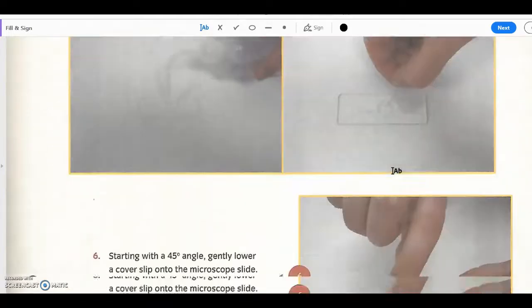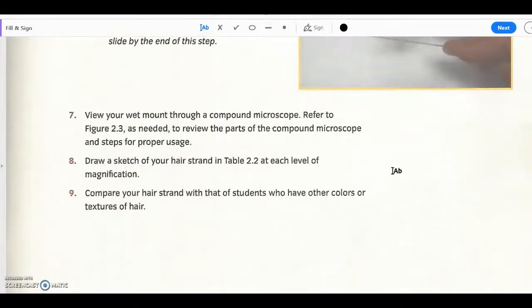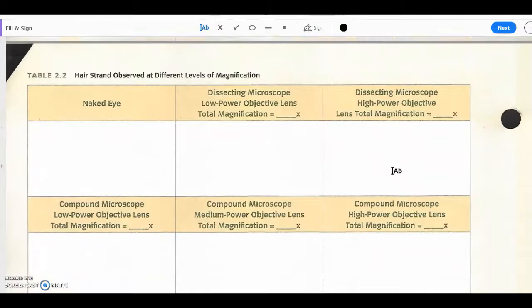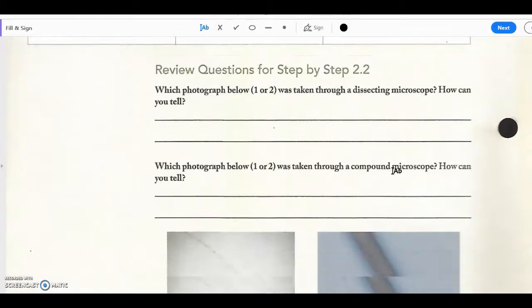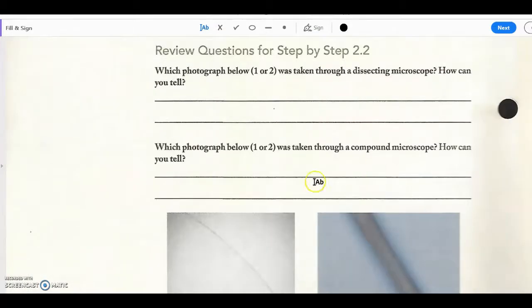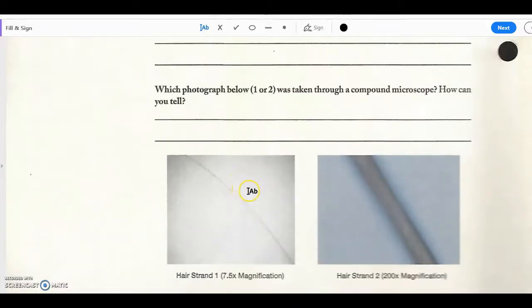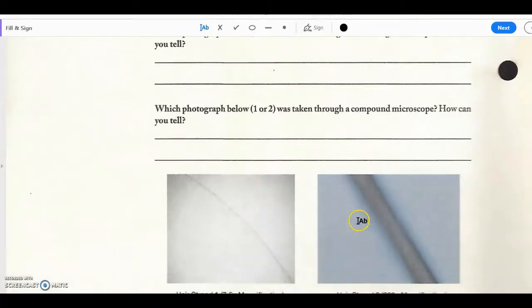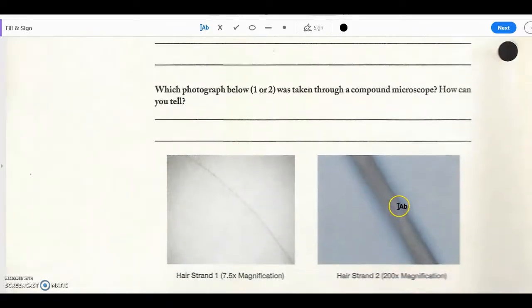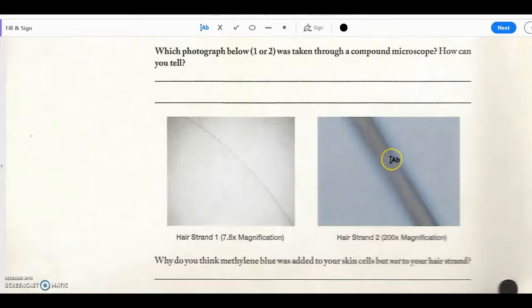Now, let's take a look at the results of the observation of hair with the dissecting and light microscope. So which photograph was taken with the dissecting microscope? Of course, on the left. Lower magnification, not a lot of details. While on the right, the photograph was taken using the compound microscope. So you see it's much bigger. You can see some details there.